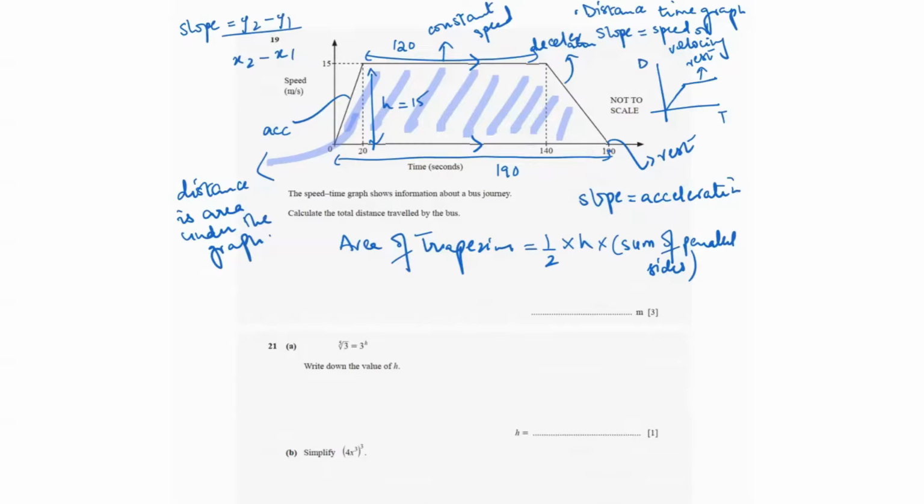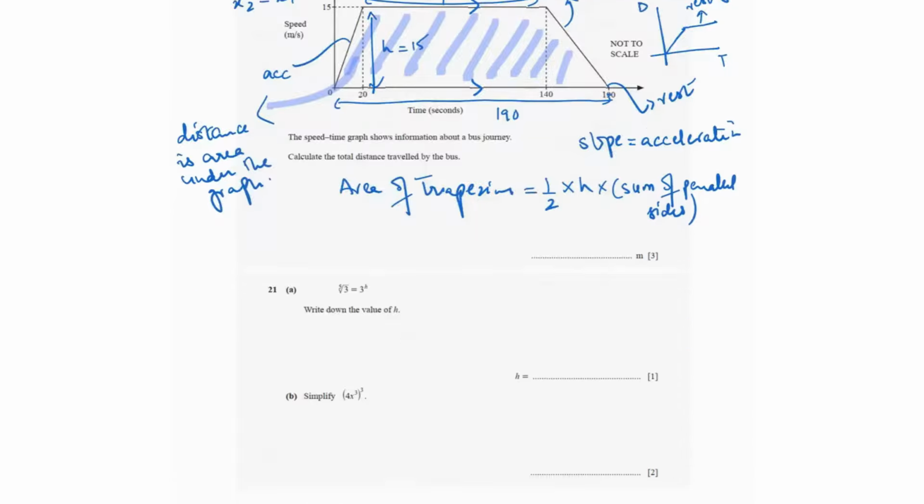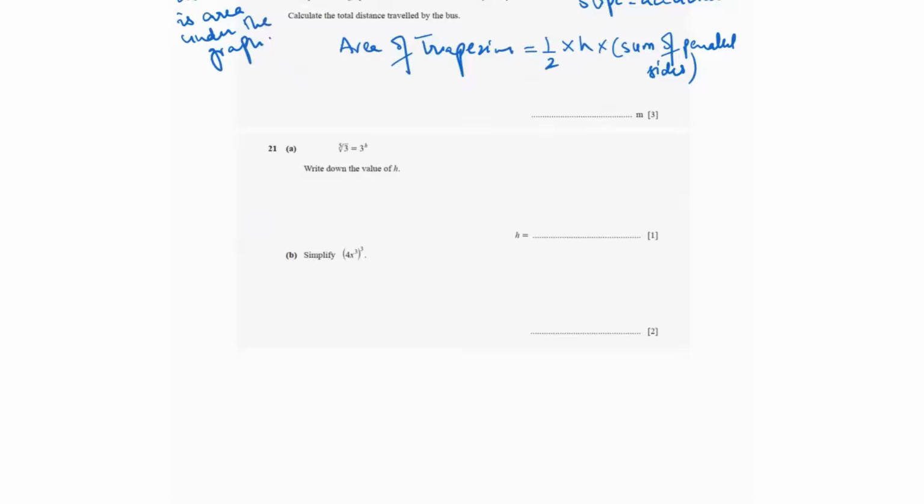These are the things you need to know about the speed time graph and distance time graph. Then question 21, I'm going to skip because I already talked about that in the indices video and initially as well. If you want to go through it in detail, you can check that video separately as well.